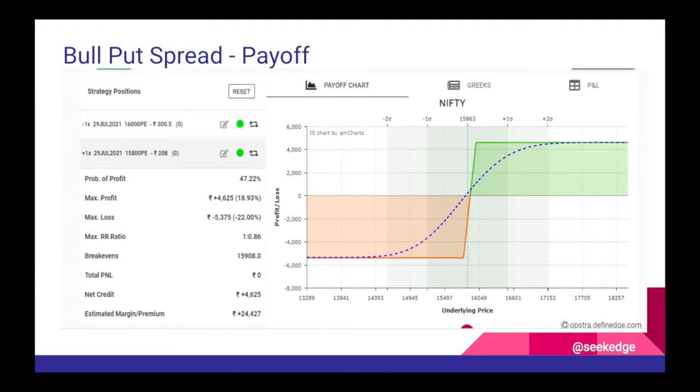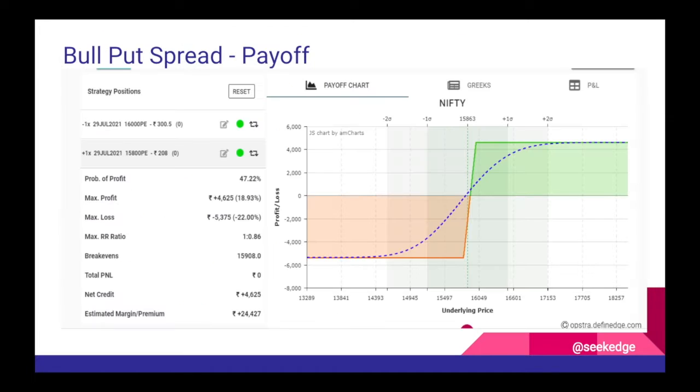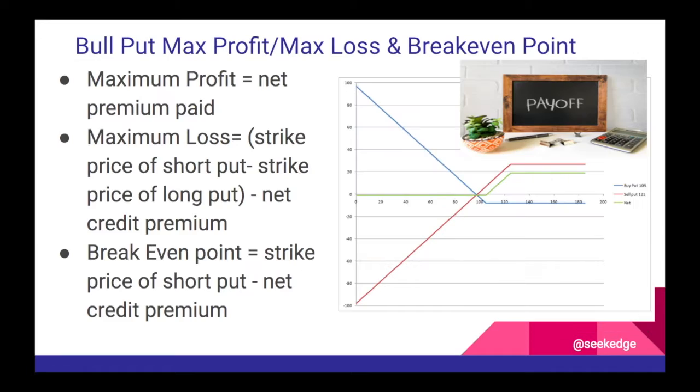Here the net premium that we get is 300 minus 208, whatever, 92 some levels. That is what is going to be the loss. Then multiplied by the lots, that's going to be the loss. That amount is coming to how much? 5375 is the maximum loss that you get.